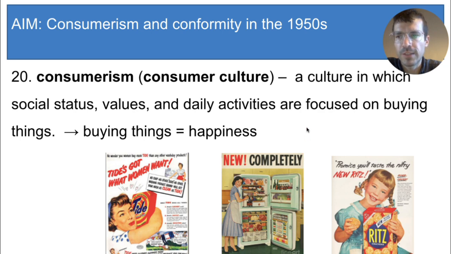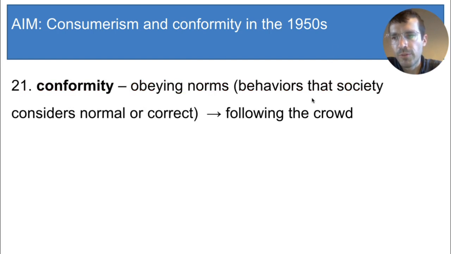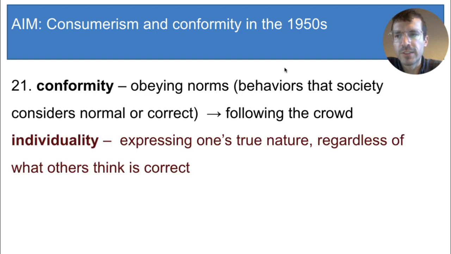Now let's look at a second trend in 1950s America called conformity. Norms are behaviors that society considers normal or correct, and conformity means obeying norms. In other words, conformity means following the crowd, doing as others do, and doing as you are expected to do. The opposite of conformity is individuality, and that means expressing one's true nature regardless of what others think is correct.